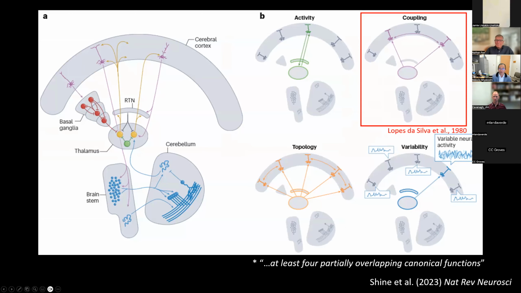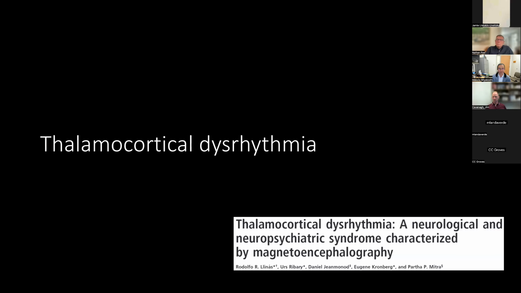So that was a very nice clarification on this aspect of the thalamocortical relations, which is a coupling. So the thalamus can control the coupling between the different cortical regions and their activities. Now, because we are interested in clinical studies, this thalamocortical dysrhythmia is the critical concept for all of us.